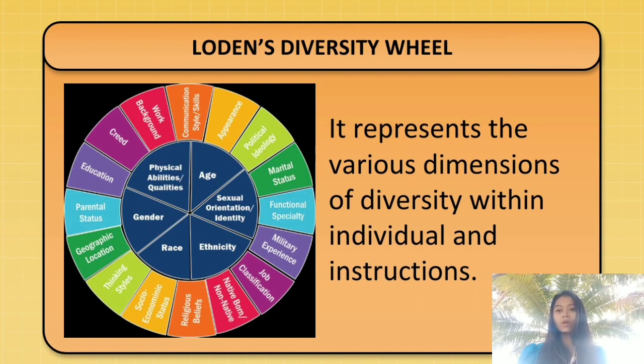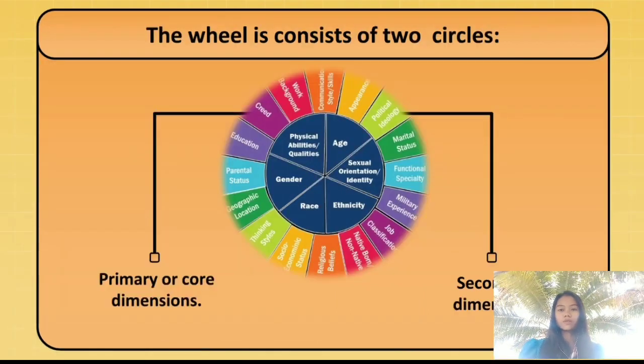Diversity is about what makes each of us unique. The wheel consists of two circles, the primary or core dimensions and the secondary dimensions of diversity. The category suggests how much influence these differences exert on a person's beliefs, expectations, and life experiences.